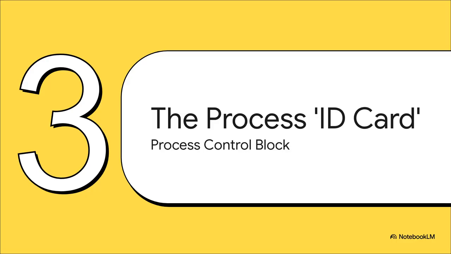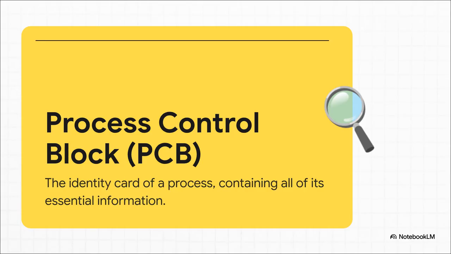Now, you might have hundreds of these processes all living out their lives at the same time. It sounds like chaos, right? So how in the world does the operating system keep track of it all? It can't just let them run wild. It needs a way to manage every single one. And the answer is something called the Process Control Block, or PCB for short. The best way to think about it is like an official ID card for every single process. It's this super important data structure where the operating system keeps all the details it needs to manage that process.